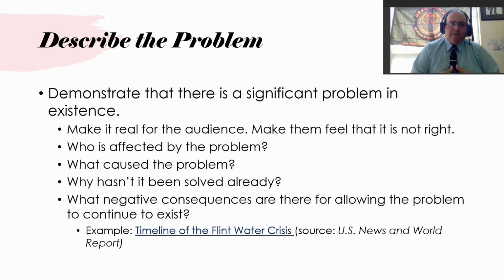Make them feel what's going on. Who is affected by the problem? What's happening on the ground? Who is in the middle of it? Who is directly affected? What caused the problem? Why hasn't it been solved already? Whether it's basically serendipity or negligence. What's the reason that this problem hasn't been solved yet? And what negative consequences are there for allowing the problem to continue to exist?